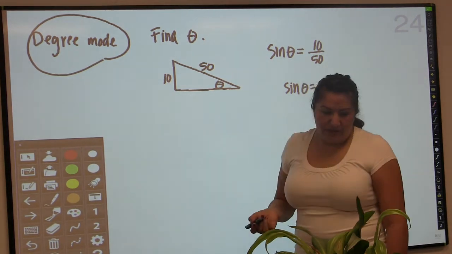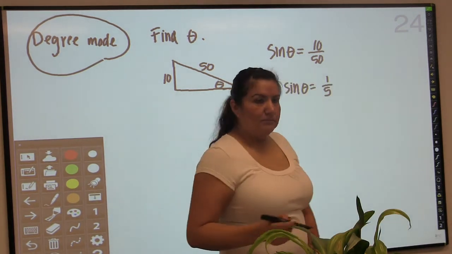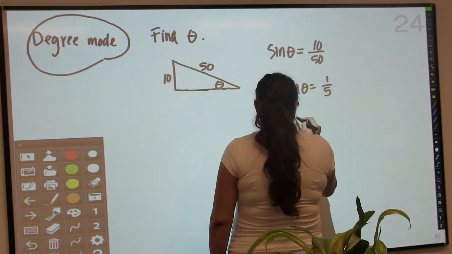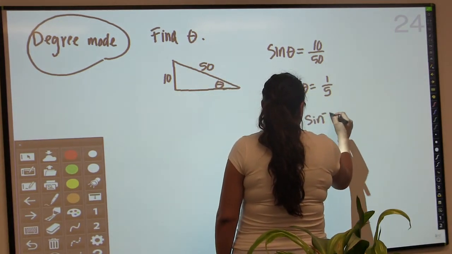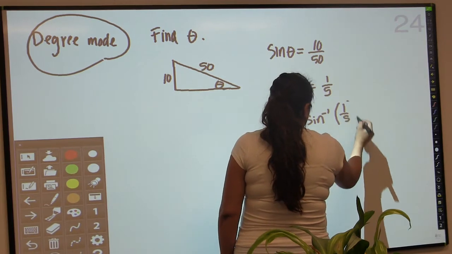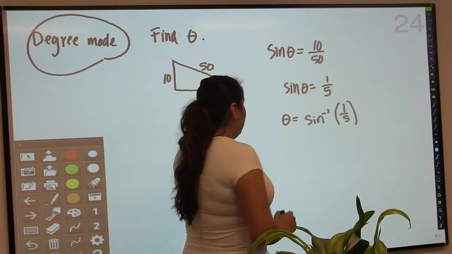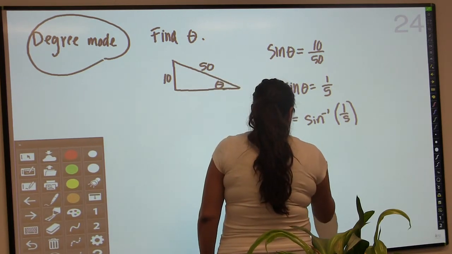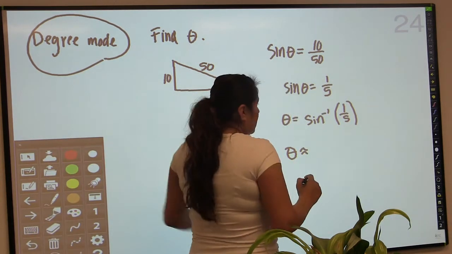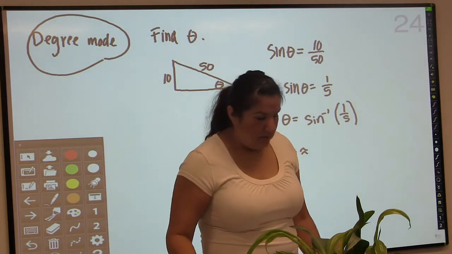And then how do I find theta? Inverse. Inverse, so theta will equal sine inverse of 1/5. And since 1/5 is between -1 and 1, then we're totally okay with that. And I did put up here that you want to make sure that you are in degree mode. So we'll go sine inverse.